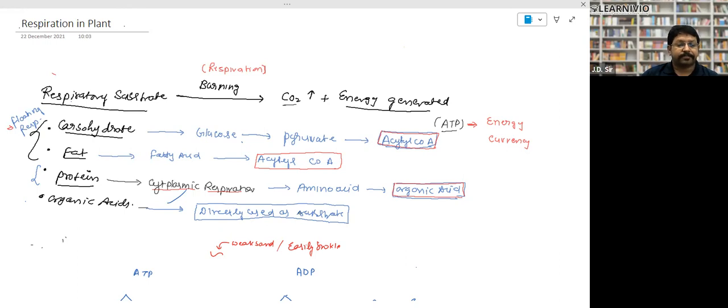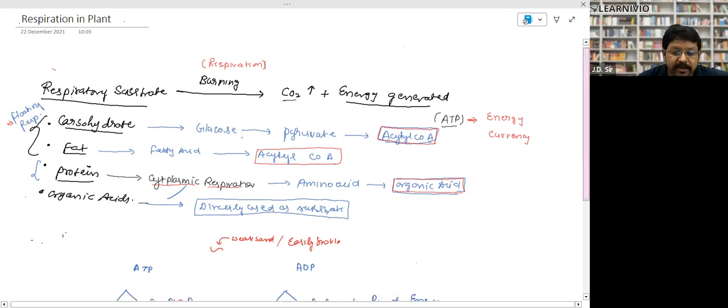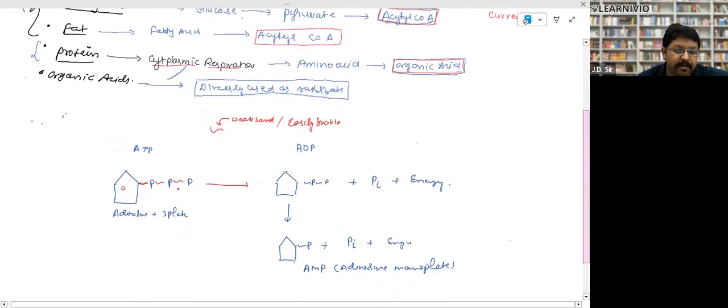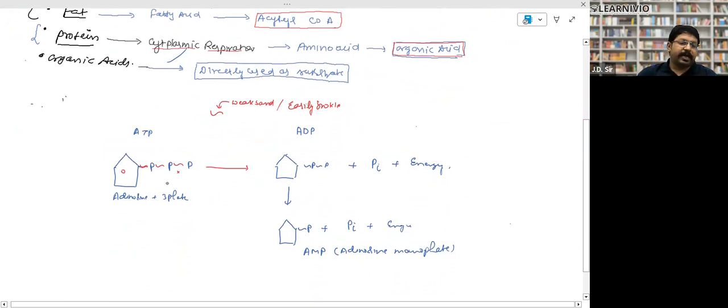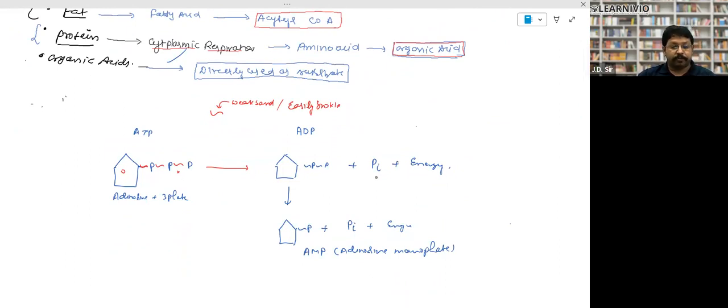Got it? What are the respiratory substrates? I have told you that ATP will break down into ADP, and energy will be released along with a phosphate. Again, this is called ADP. If more energy is required, this ADP will break down into AMP.